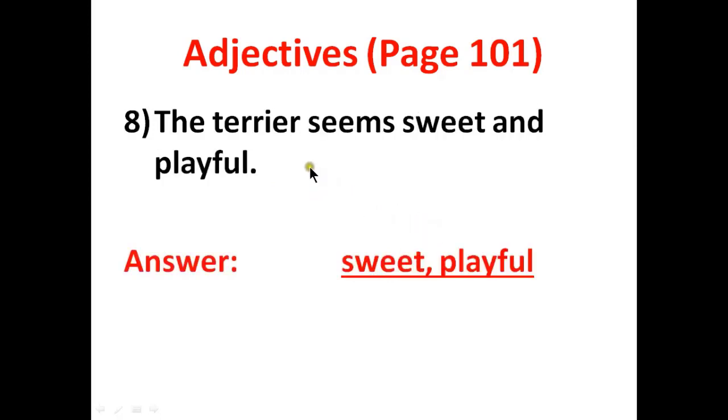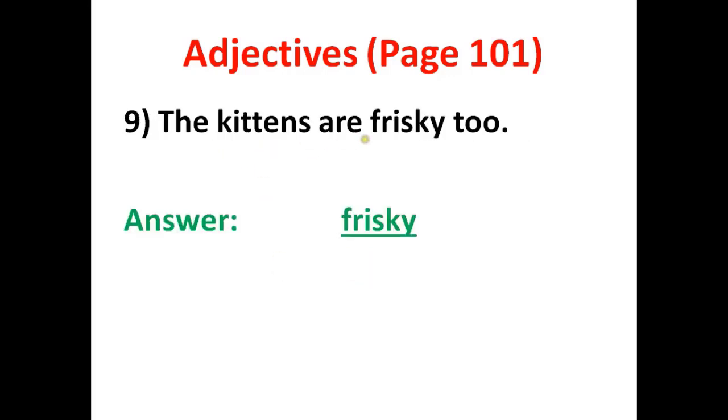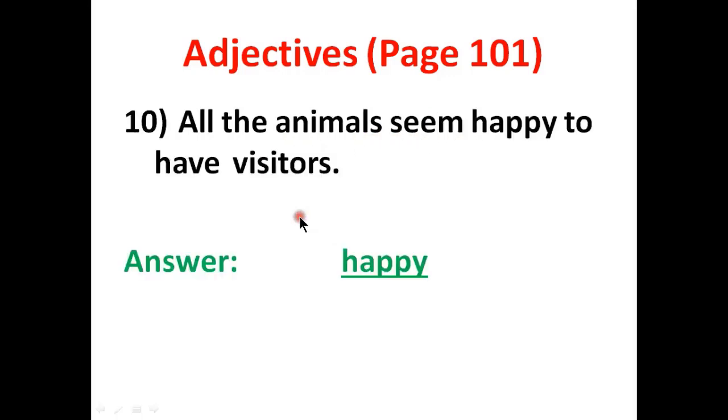Number 8, the terrier seems sweet and playful. The words sweet and playful are two adjectives. Number 9, the kittens are frisky too. The word frisky is an adjective in this sentence. You will write it. And the last one, all the animals seem happy to have visitors. Now the word happy is an adjective in this sentence.